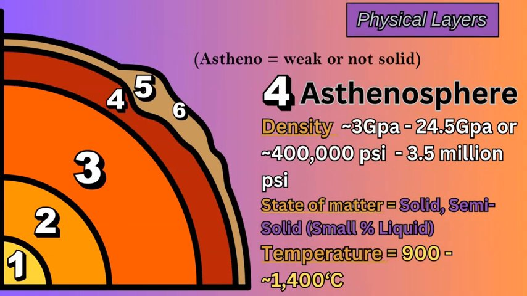Now we've entered the upper mantle, the asthenosphere, which astheno means weak or less solid in Greek, and the density is between 3 gigapascals to 24.5 gigapascals, or equivalent to about 400,000 psi to 3.5 million psi, again, based on the range and the depth and the thickness of where you take the density and the pressure.